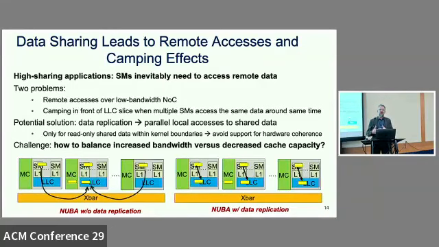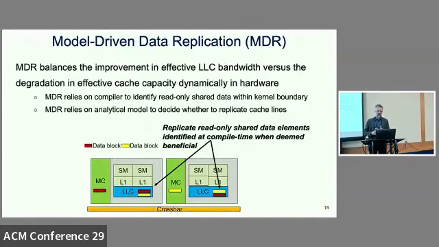Now, of course, when you start replicating, you will put additional pressure on cache capacity. So how do you balance the gain in terms of effective bandwidth versus the loss due to reduced cache capacity? This is where MDR, model-driven data replication, comes in. We balance these two using an analytical model to decide when or not to replicate cache lines. And as I mentioned before, we rely on the compiler to identify, within kernel boundaries, which data structures are read-only and can safely be replicated.